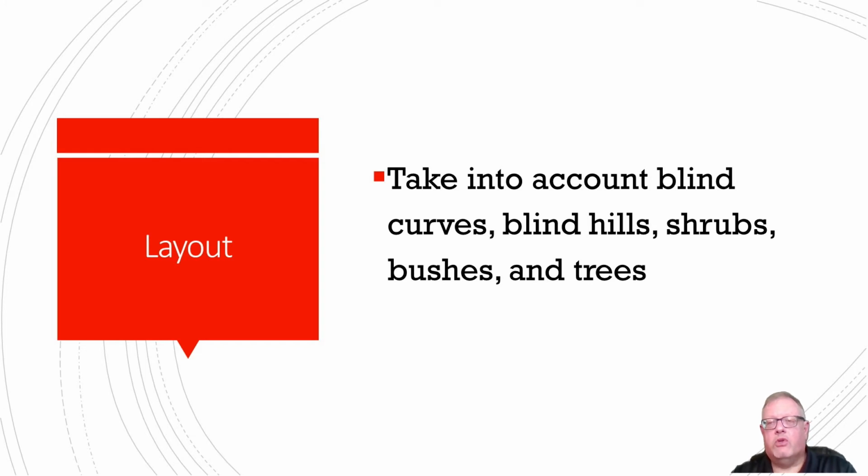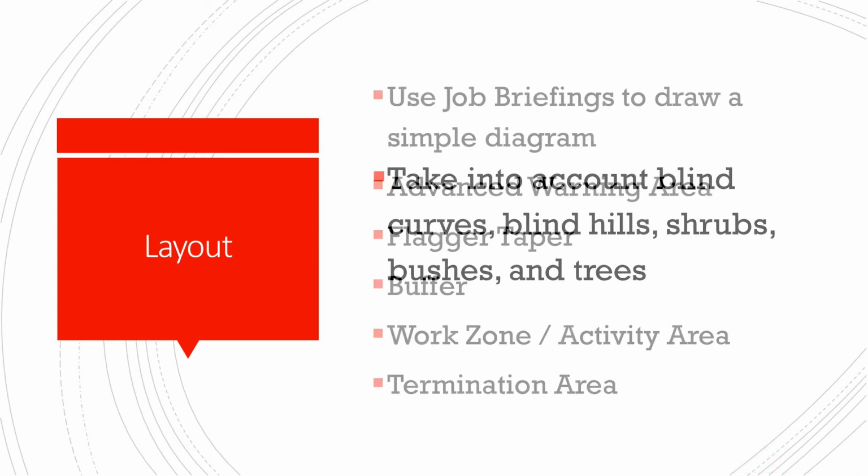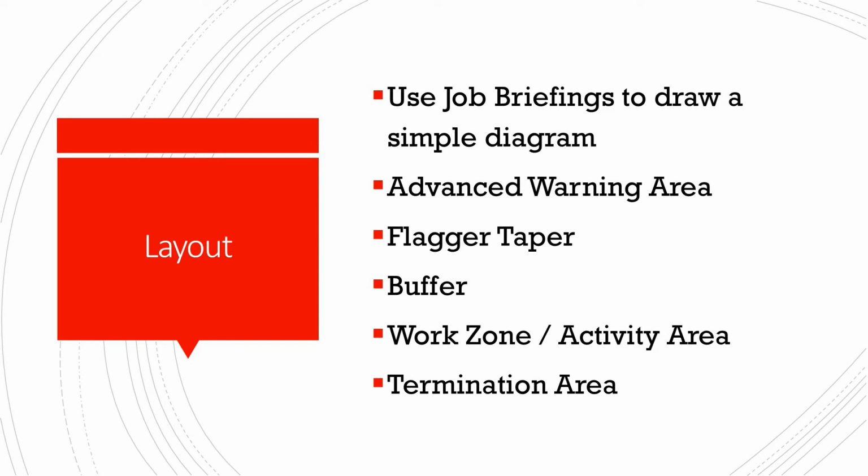Okay? So make sure you take into account these natural hindrances to seeing what's going on. All right? So keep that in mind and make sure you put that in your drawing. Use your job briefings once again to draw a simple diagram. You don't have to be an artist. You don't have to be a draftsman. You don't have to be anything but someone who can use a pencil, pen, and a piece of paper to draw stick figures and lines to represent the advance warning area, the flagger taper, the buffer zone, the work zone or the activity area where work's going to get completed, and the termination area where normal traffic patterns start. Okay? There again, this does not have to be a work of art. It just takes a minute or two.